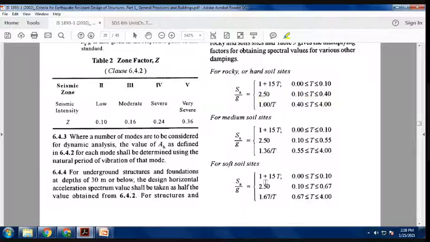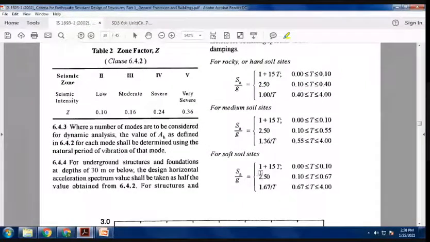Suppose he says that the soil condition is very soft, and on calculating you have got T equals to 0.5. Say randomly you have got T equals to 0.5. Then you should check the condition. First thing is that it is soft soil, so I should refer to that table. The 0.5 lies between 0.1 to 0.7. Therefore, which should I take? I should go for this one. Directly I can take Sa by g as 2.5. Like this.